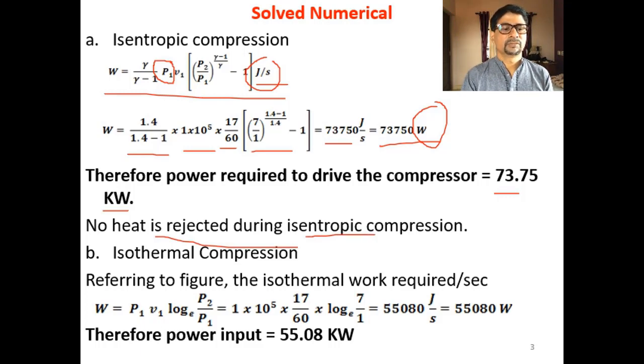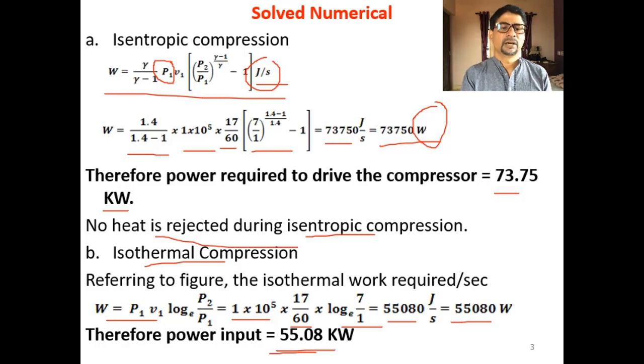Now if you consider isothermal compression, referring to the previous diagram, the formula for work done in case of isothermal process is nothing but P1 V1 Ln P2 by P1. Ln is nothing but log to the base e. P1 is 1 into 10 to the 5, V1 is 17 by 60, Ln 7 by 1. So you will get 55080 joules per second or 55080 watt. That means the input power required for isothermal compression work is 55.08 kilowatt.